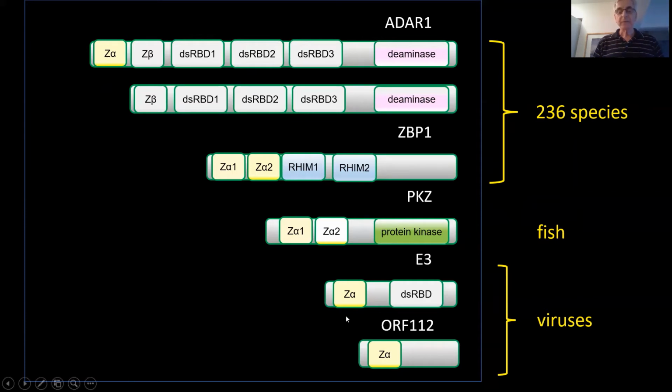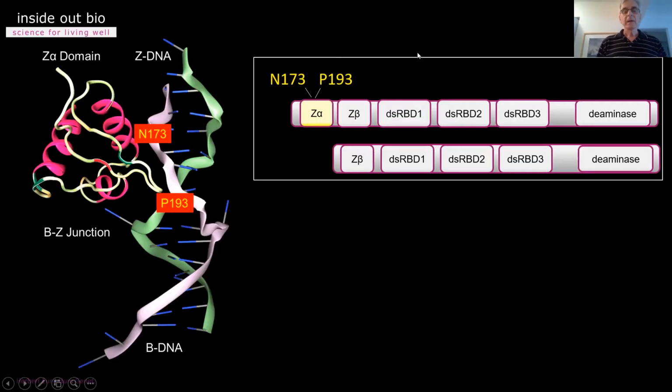Viruses also have a Z-alpha domain, and they use this protein that they make. It's different for pox viruses like vaccinia that causes smallpox and fish herpes virus. They can use the Z-alpha domain to inhibit the cellular proteins. So E3 Z-alpha will inhibit ADAR1 and Z-DNA binding protein 1, whereas the fish virus protein ORF112 will inhibit PKZ in fish.